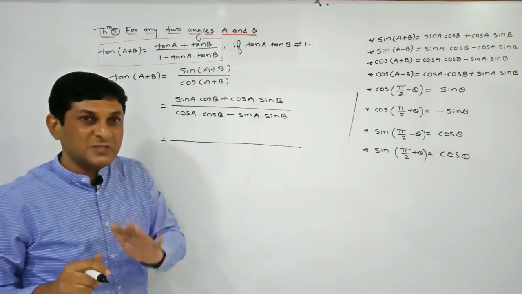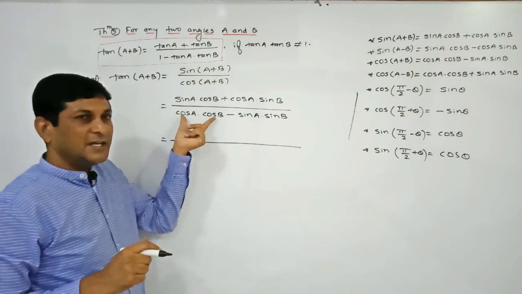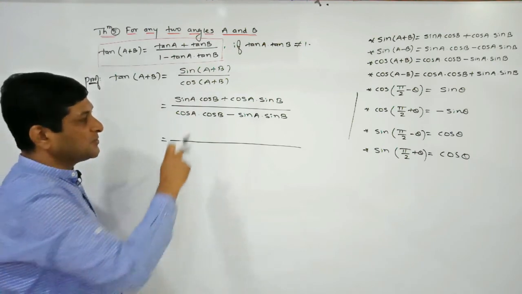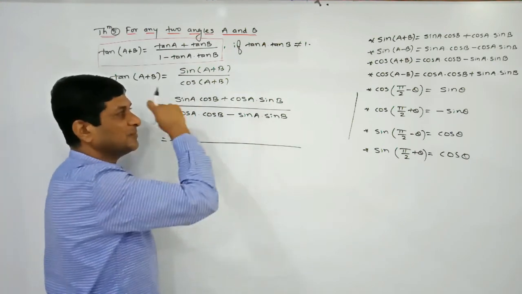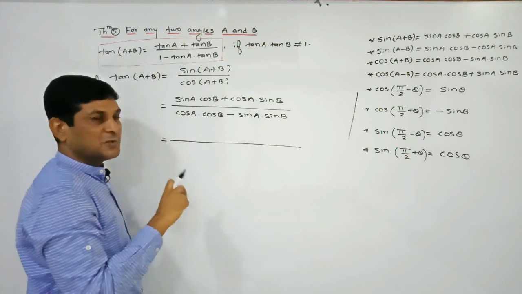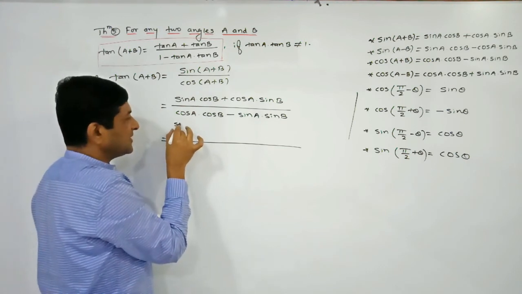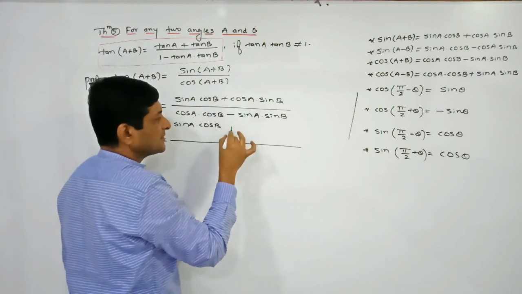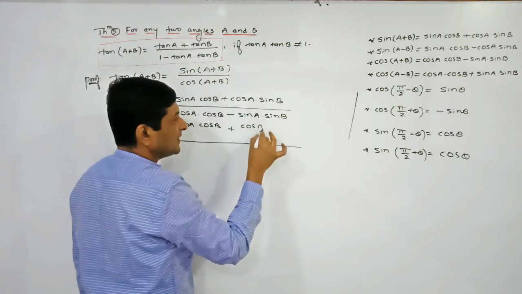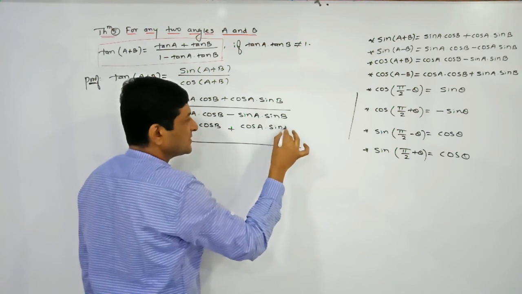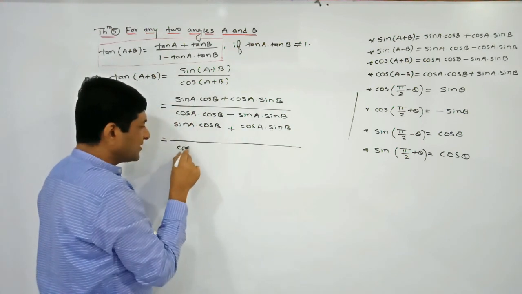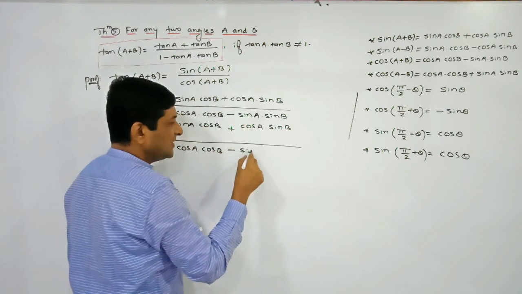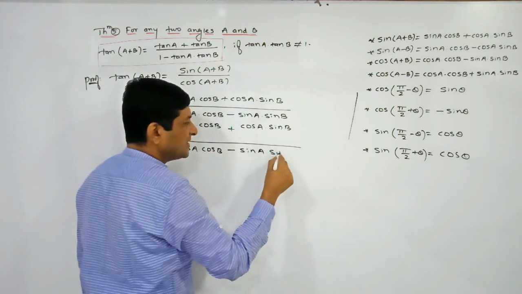Just like 10 upon 10 is what? 1. In the same way, cos A into cos B divided by cos A into cos B will be equal to 1. So to get 1 here, we have to divide the numerator and denominator by cos A into cos B. So here in the numerator, sin A into cos B plus cos A into sin B, keep it as it is. In the same way, in the denominator, cos A into cos B minus sin A into sin B, keep it as it is.